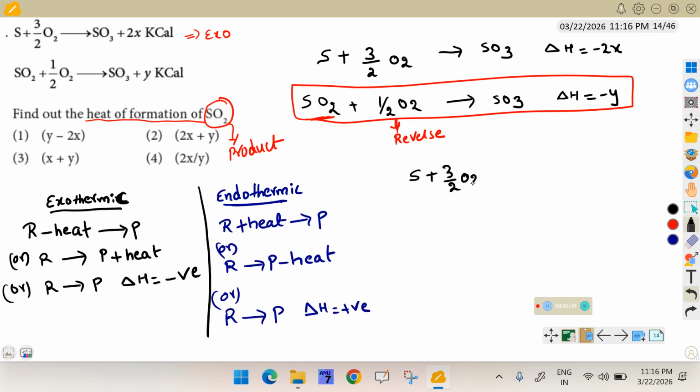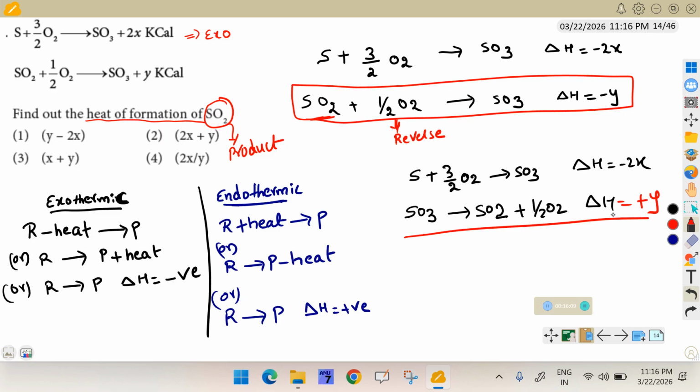S plus 3 by 2 O2 gives SO3, delta H is equal to minus 2x. Reverse the second equation: SO3 gives SO2 plus half O2, and change the sign. SO3 gets cancelled and half O2 is shifted to this side. Then S plus O2 gives SO2, delta H is equal to Y minus 2x. The first option is the correct option.